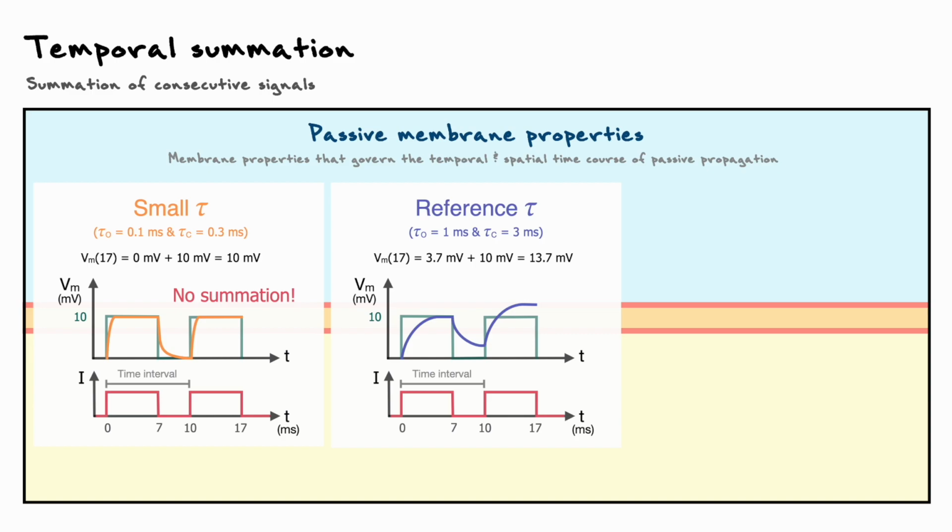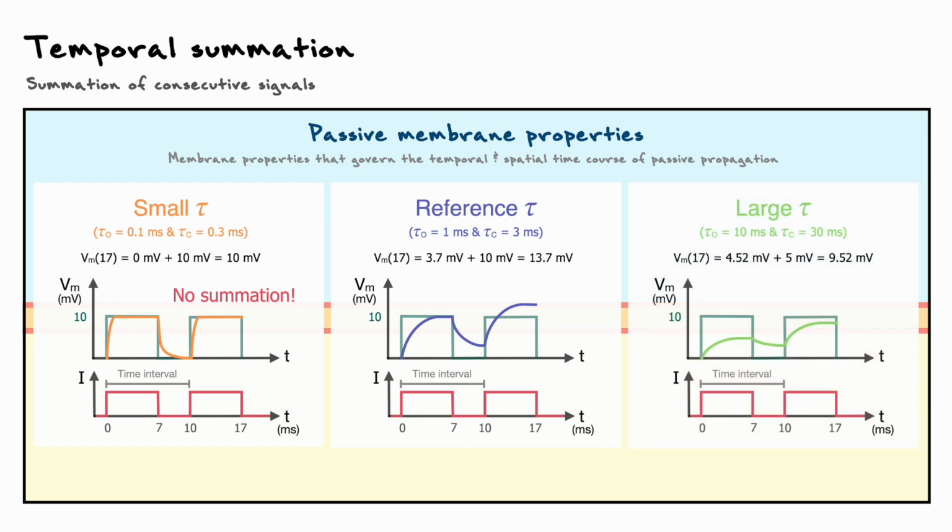On the other hand, if in the problem the open and closed time constants were very large, let's say 10 and 30 milliseconds, there would be some summation, but the depolarizations only reach a fraction of the steady-state potential. For that reason, there is a certain trade-off between low and large time constants. If they are too small, then the potentials will rise quickly to the steady state, but it also means that the potentials will decay quickly and prevent summation.